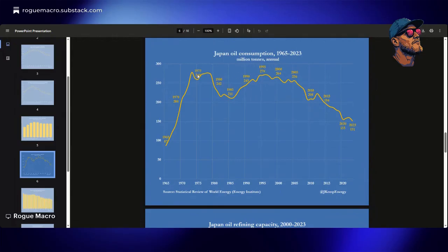But you can see here that the peak was 1995 at 270. This must be a million tons. I don't know how many barrels that is, but 1995 here at 270, and it's down all the way to 150 as of 2023. So what is that? About a third? It's already lost a third of their oil consumption, and they're going to continue down. This is not going to stop.